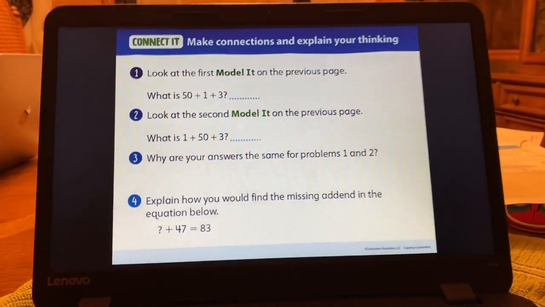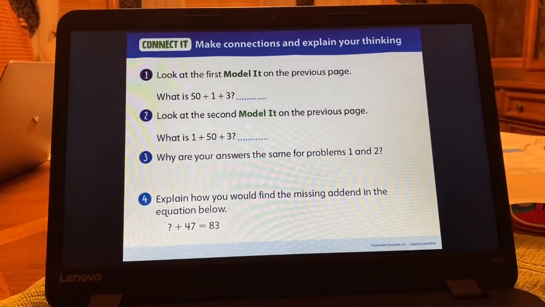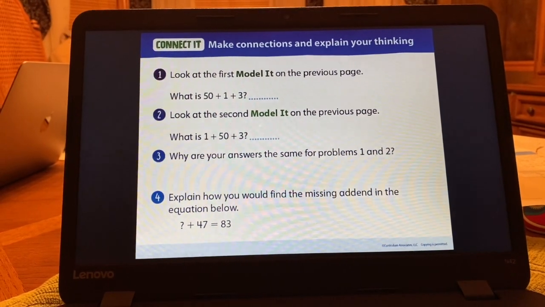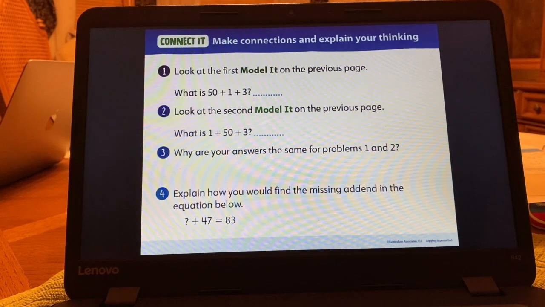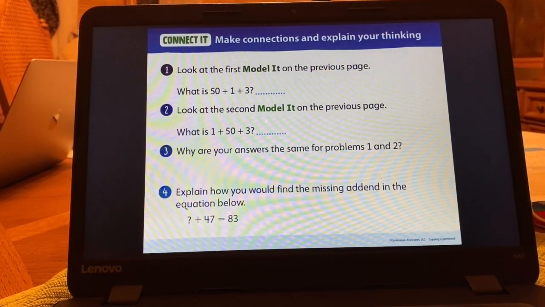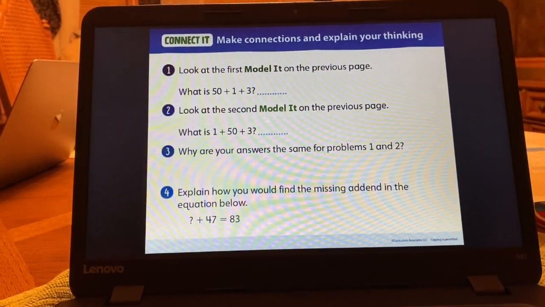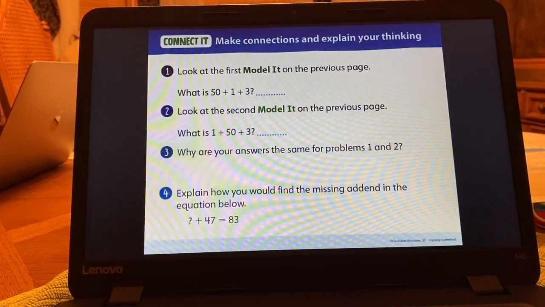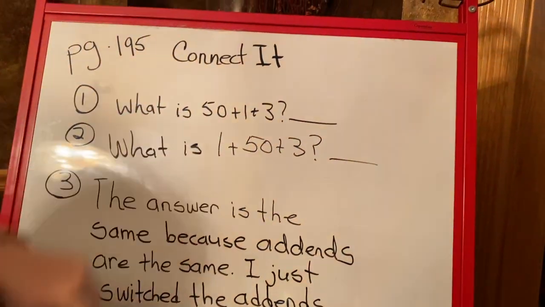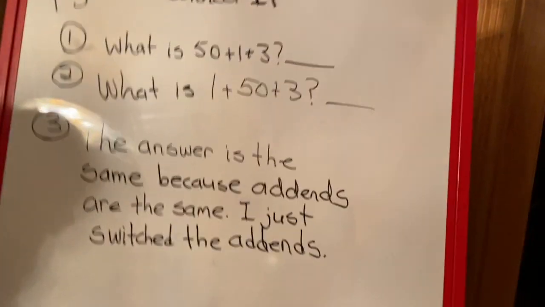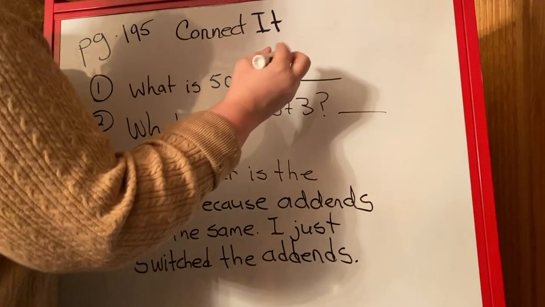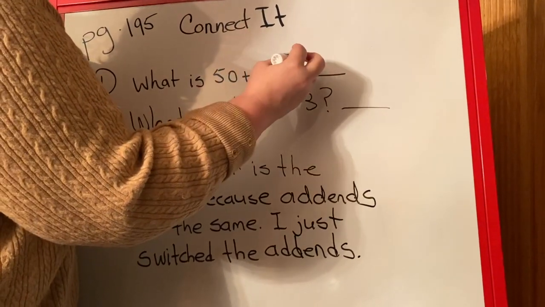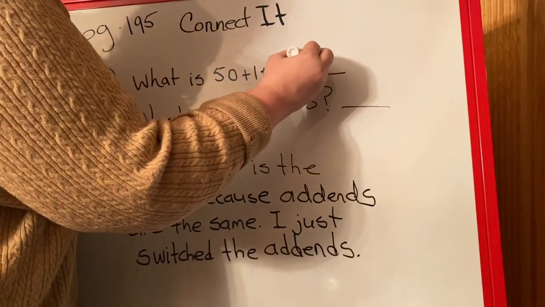Connected, page 195. Now you will solve the problem from the previous page to help you understand the strategies for adding two-digit numbers. Number 1, look at the first model it on the previous page. What is 50 plus 1 plus 3? Well, we know that's 54, right? Because that's just what we did on the previous page. 50 plus 3 is 53, plus 1 is 54.